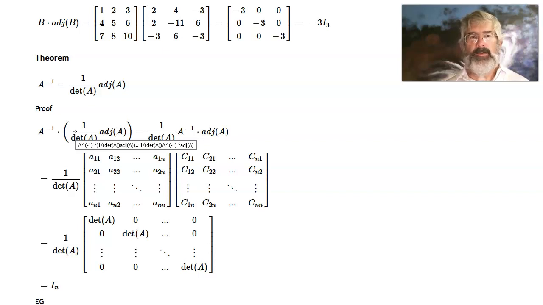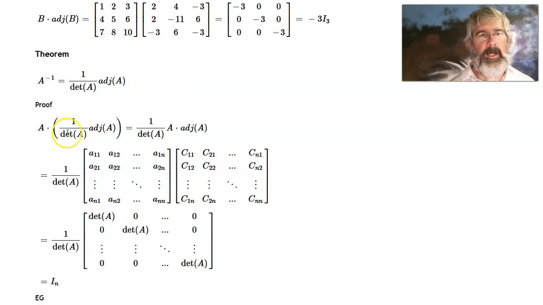So in this case, I need to show that if I multiply A times this thing, I get the identity matrix, which would show that this is the inverse of A. So if I multiply A times this, the 1 over det A is just a number. So this number times this matrix, I have properties of matrix multiplication which say that I can multiply the matrices together first and then just multiply by 1 over det A afterwards.